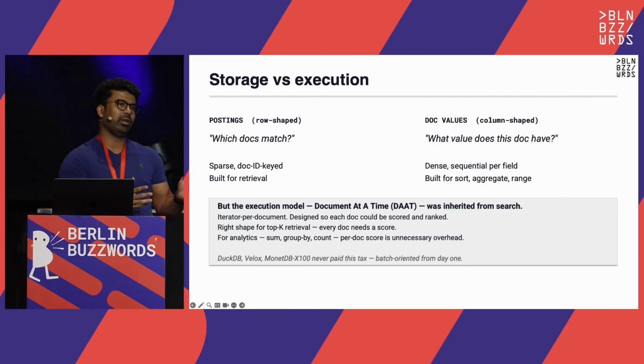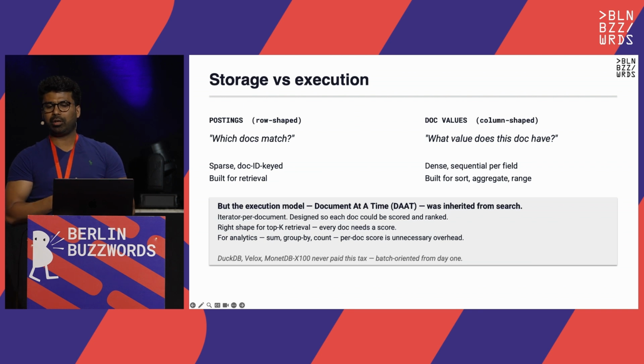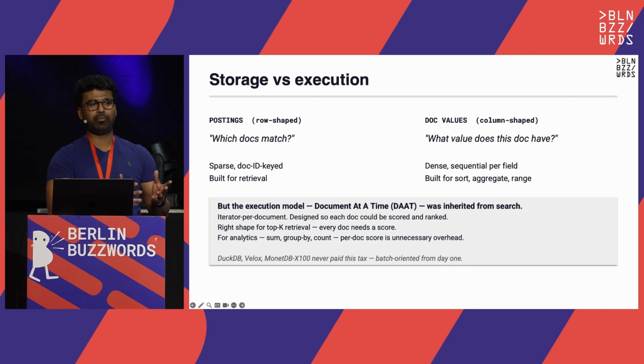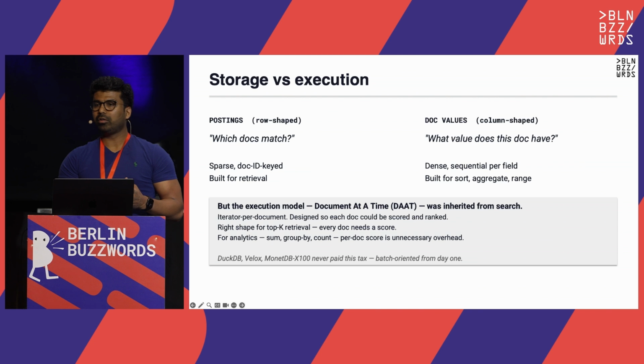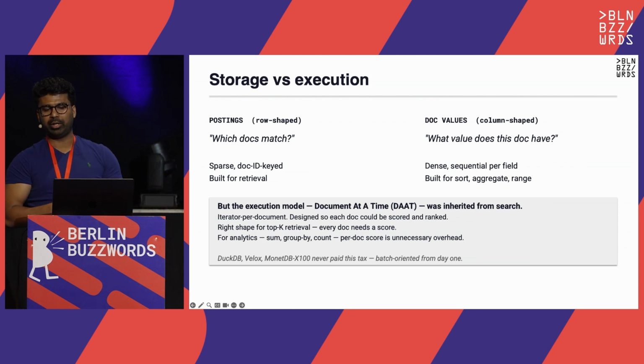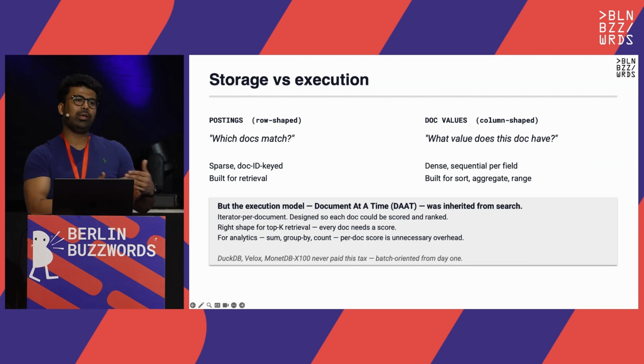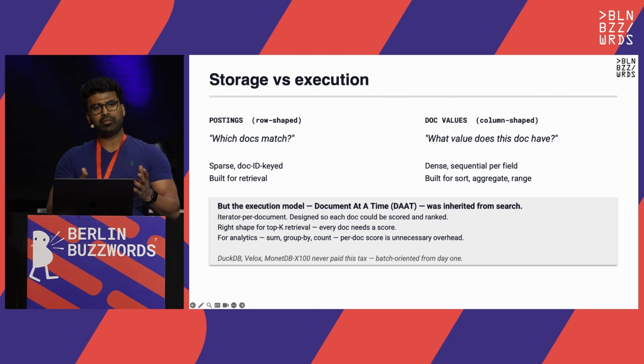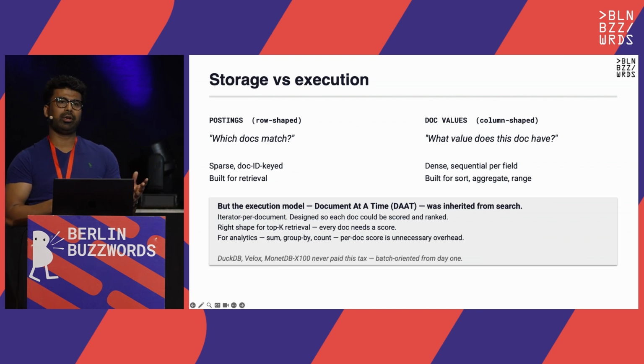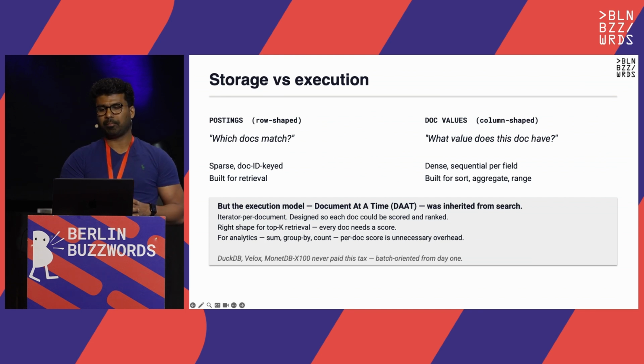So you might be wondering, if Lucene had columnar storage all along, why was the column path historically slow for analytics? Because storage and execution are two different things. Inverted indices answer which documents match. Doc values answer what value does this document have. Same data, two shapes, one for retrieval, one for scan. Both have been there for quite some time.